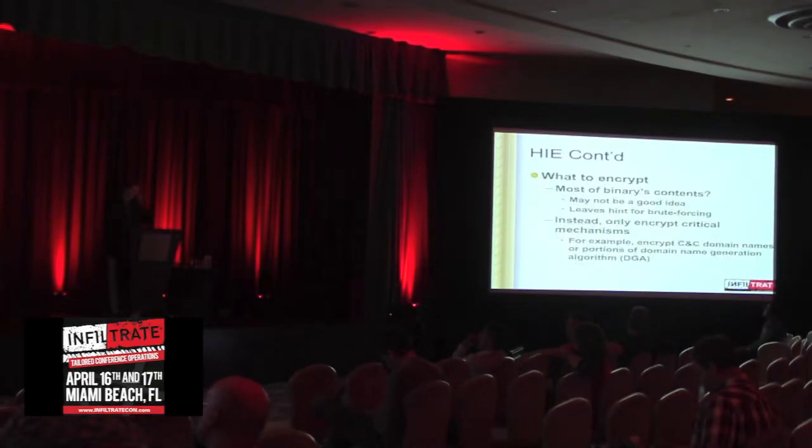So one logical initial question to ask is, what do you encrypt with HIE in the actual malware instance? If you encrypt most of the binary, that might actually give an analyst an opportunity or a way to check when they're brute forcing a set of keys. So instead, it might be best to encrypt only certain critical mechanisms. For example, the command and control domain names, or portions of the domain name generation algorithm. That way, the binary will still exhibit, for example, network behaviors, but the information that its output won't be actionable. In short.